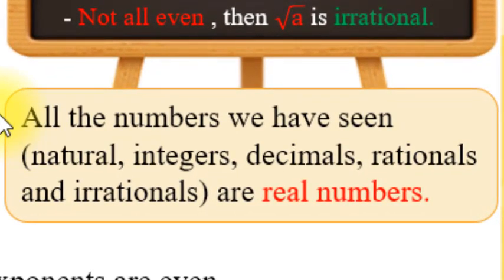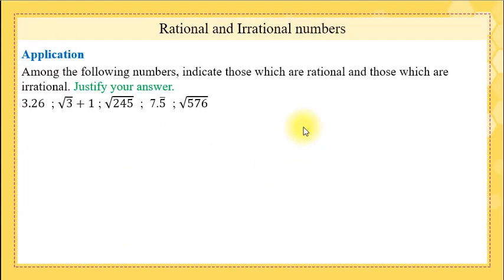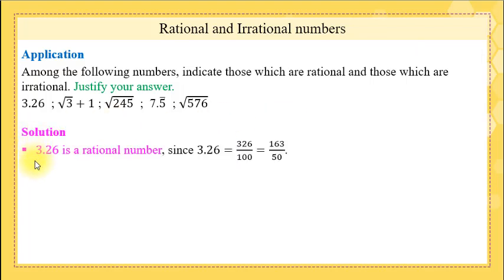Now, all the numbers we have seen, natural, integers, decimal, rational, irrational, all these numbers are called real numbers. Application, stop the video and try by yourself. Now, the first number, rational or irrational, 3.26 equals 326 over 100, which is 163 over 50.